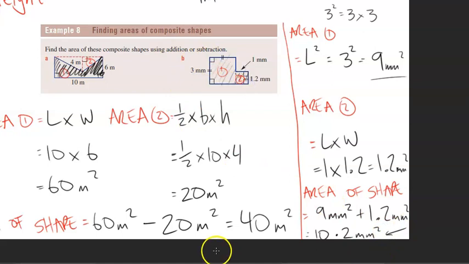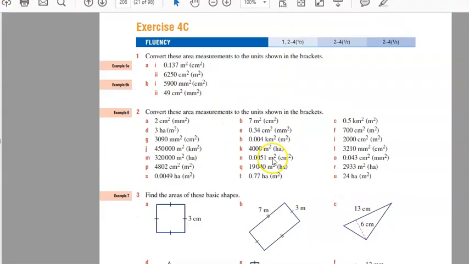So composite shapes are not that tricky. Sometimes you might need to investigate a little bit more in order to figure it out, but all measurements will be given to you regardless.